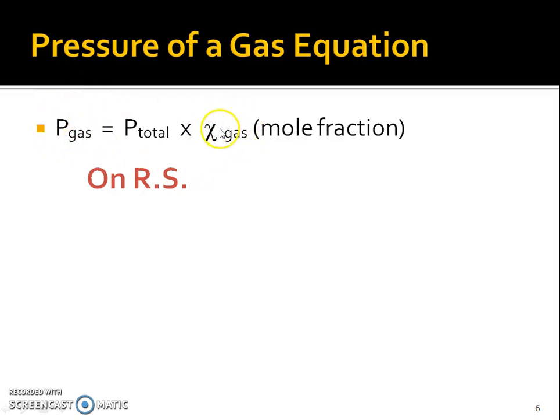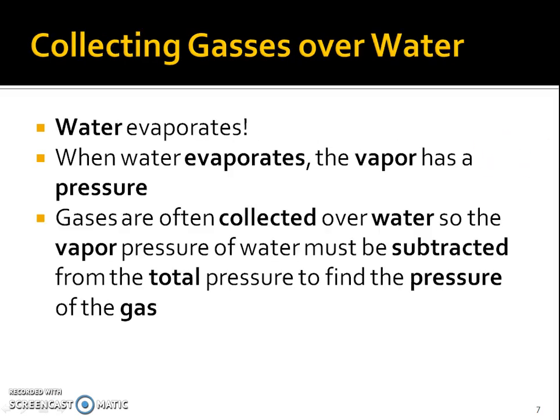So sometimes you have to find the mole fraction, sometimes you have to find the top part of the mole fraction, sometimes you have to find the bottom part of the mole fraction, sometimes you have to find the total pressure, and sometimes you're going to use the equation as is. The pressure of the gas, whatever gas we're interested in, is going to be the total pressure in that container times that mole fraction of that particular gas.